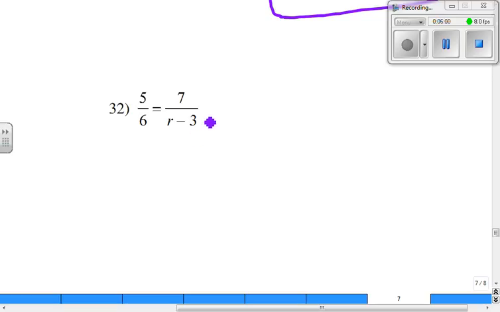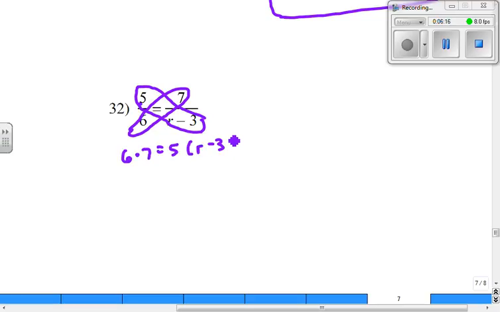Okay, problem 32 is a proportion. That means this is the one and only time that we cross multiply. Therefore, we have 6 times 7 is equal to 5 times the quantity r minus 3. We have to distribute this 5. So we have 5 times r, which is 5r. 5 times negative 3, which is negative 15. 6 times 7 is positive 42.